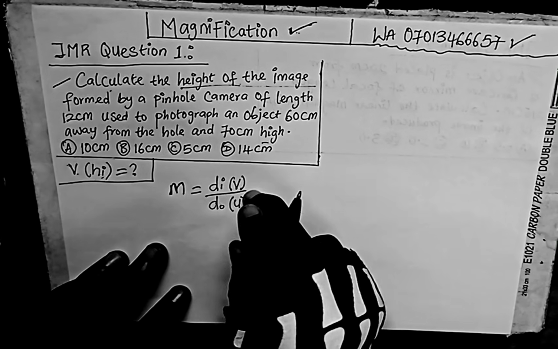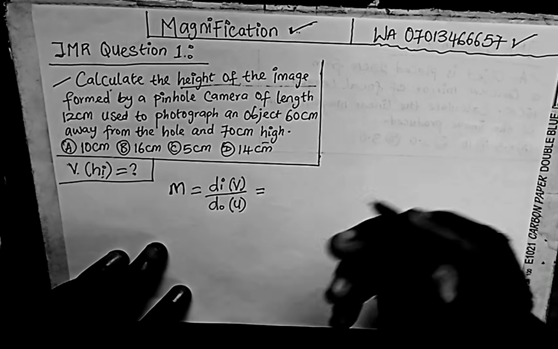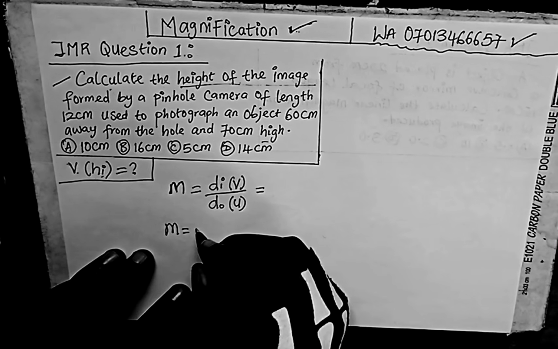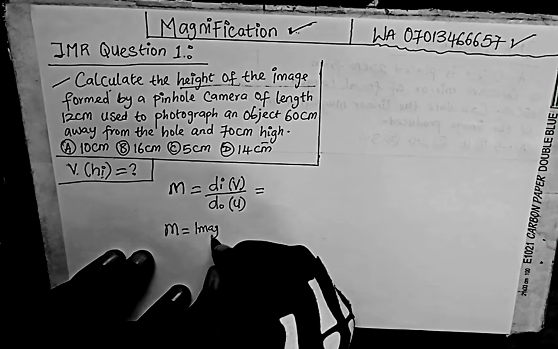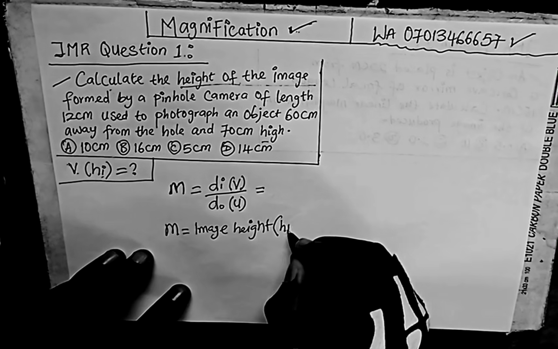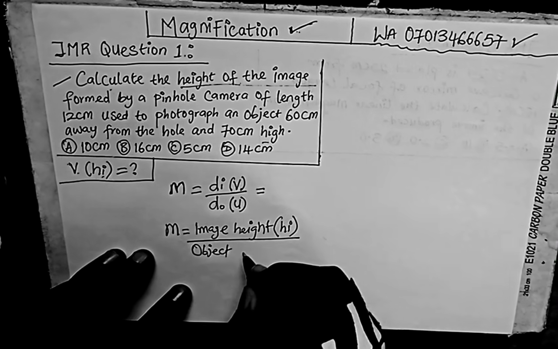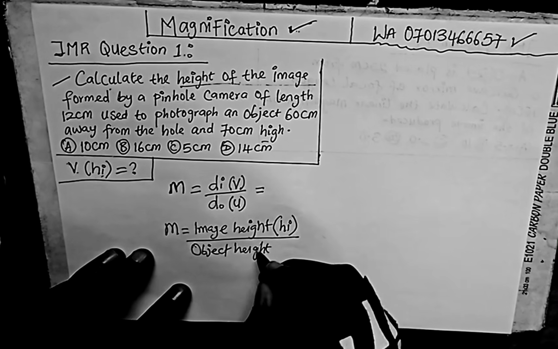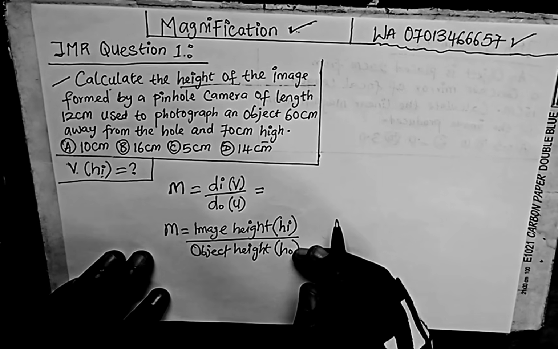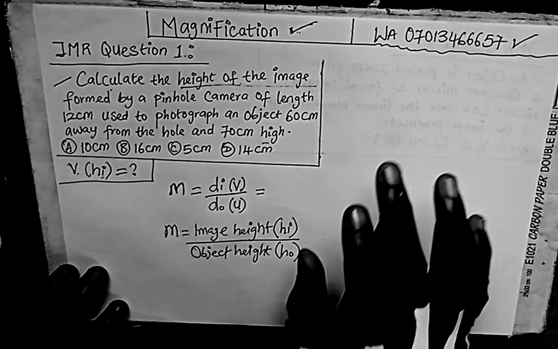This same magnification has another formula. Magnification can also be equal to image height, H_I, over object height. This is the second formula for magnification. So magnification can either be equal to image distance over object distance, or image height over object height. As easy as that, easy peasy.